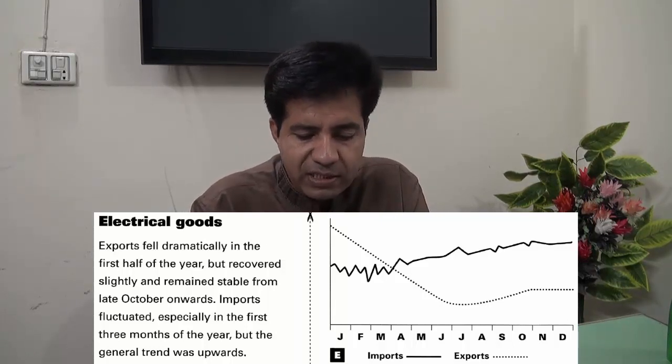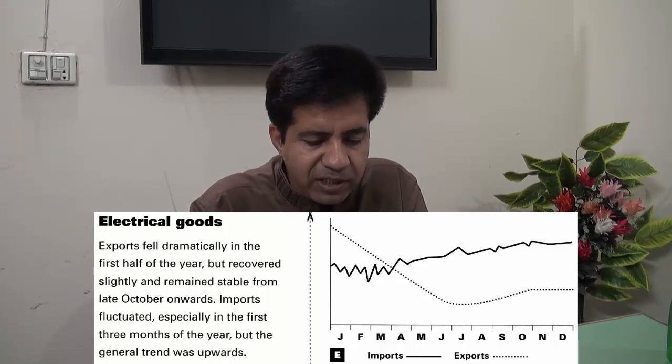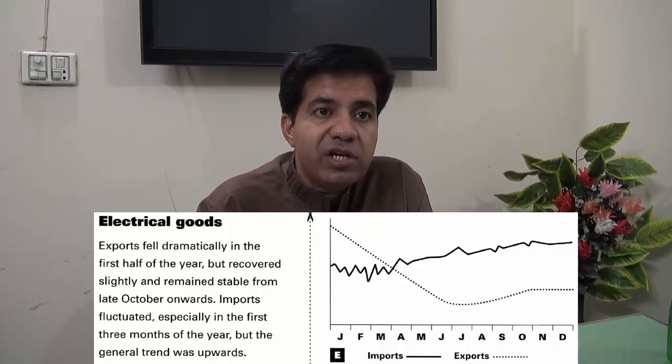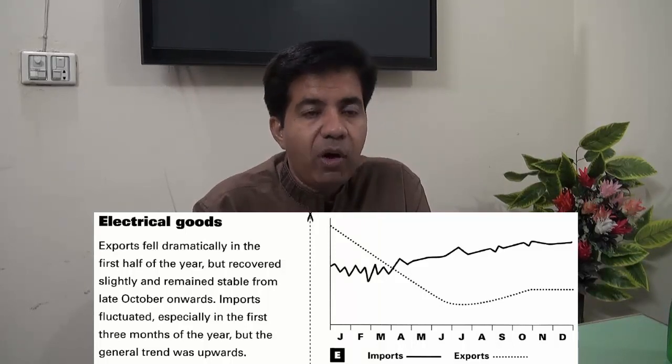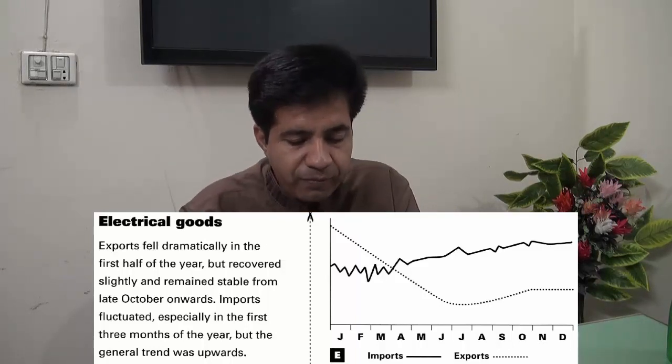Imports fluctuated. Can you see imports? Yes, sir. Yeah, they've got the fluctuation, especially in the first 3 months of the year, or you can also say in the first quarter of the year. But the general trend was upwards. Although there was fluctuation, the general trend was upwards.